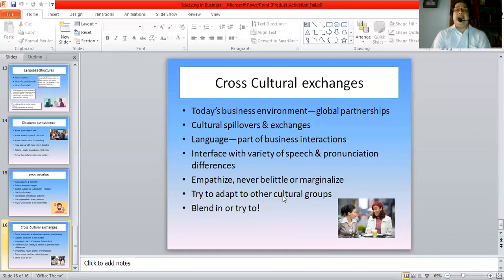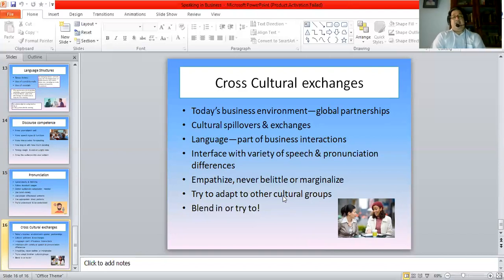We have to empathize with others, never try to belittle others as far as their spoken proficiency is concerned. Also, we need to be empathetic and to try and adapt to other cultural groups. So if somebody is speaking with a different kind of pronunciation, and I find that my pronunciation is totally at variance with what they are saying, then I will have to speak in a way that they don't find it stands out or it is offensive in any way whatsoever. So try to blend in as much as possible and don't stick out like a sore thumb.